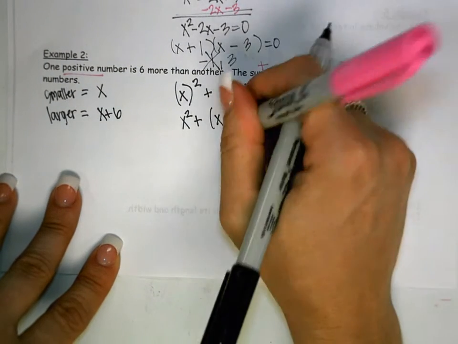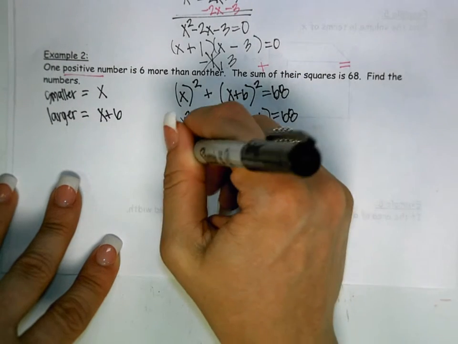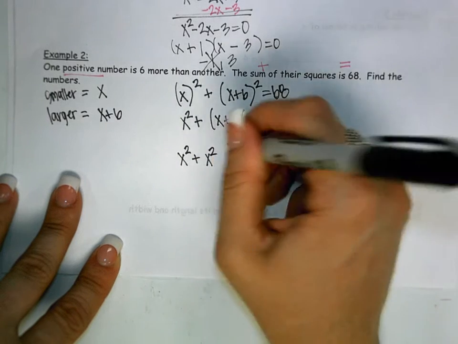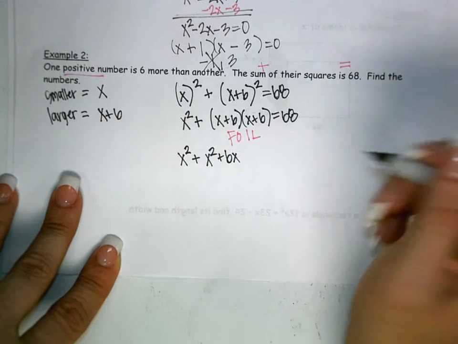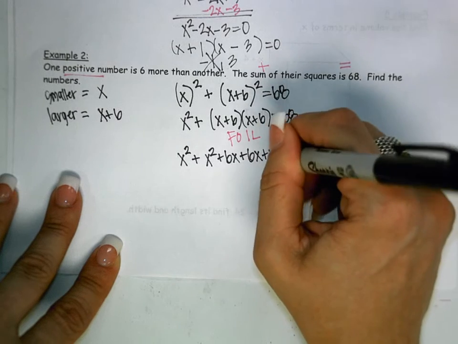This you are actually required to FOIL. So x squared plus, if I FOIL these together, I get x squared. Outsides gives me plus 6x. Insides gives me another plus 6x. Last gives me plus 36.